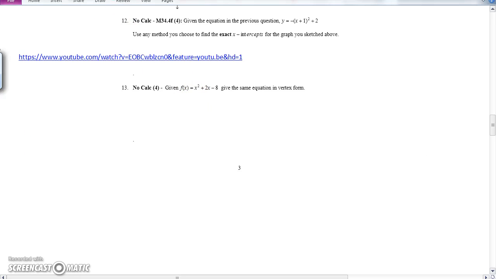This was one of the harder problems on the entire quiz, and the reason was that first you had to know from the one above what vertex form was, but then kind of think outside the box a little bit. Lots of you chose to factor this into (x + 4)(x - 2). If that were equal to 0, that means my zeros would be at 2 and negative 4.